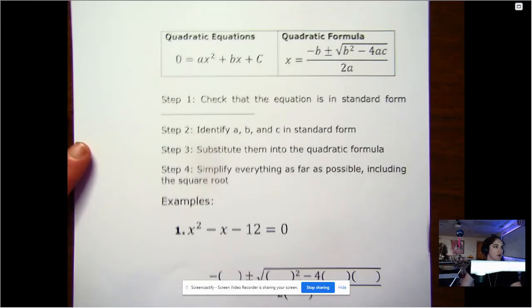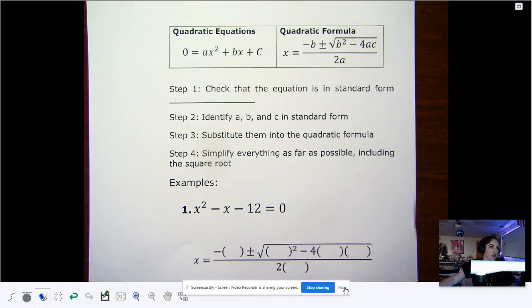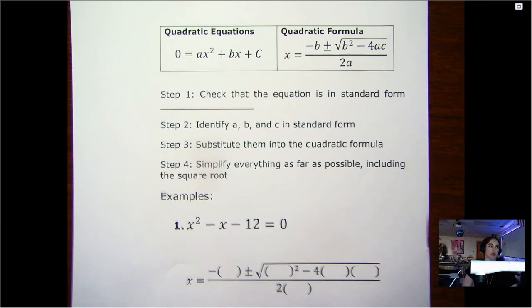We are going to be working on the quadratic formula. The great thing about it is that it always works, okay? It always works. We can always find our roots or our zeros, if it has them, using the quadratic formula.